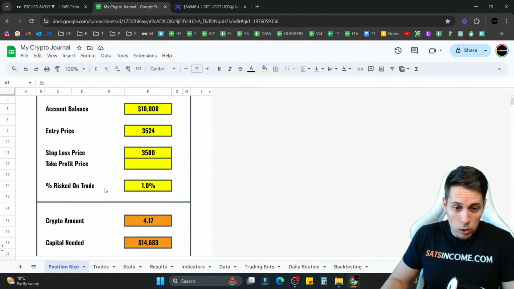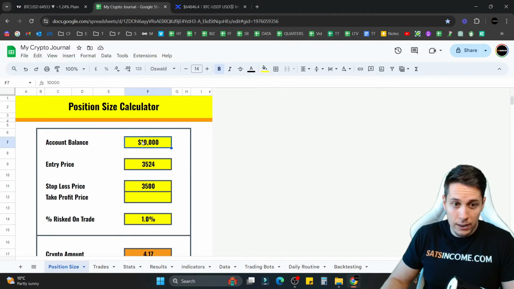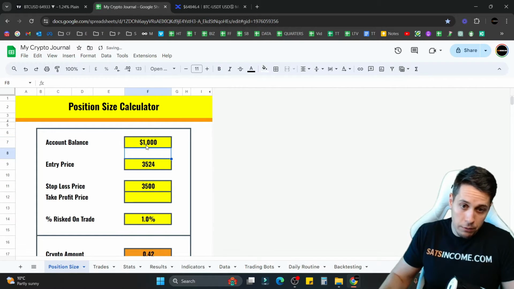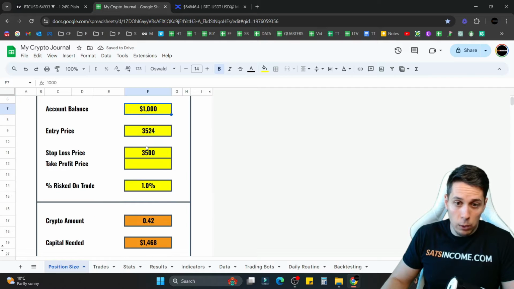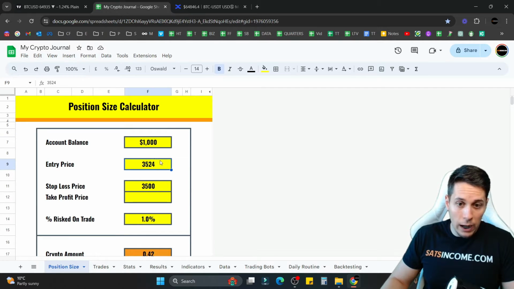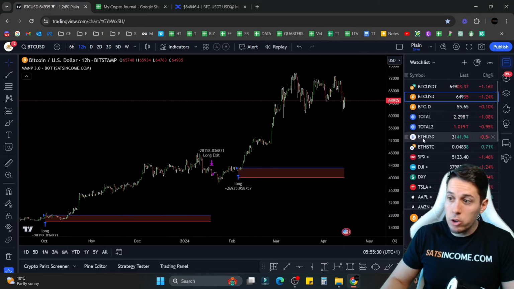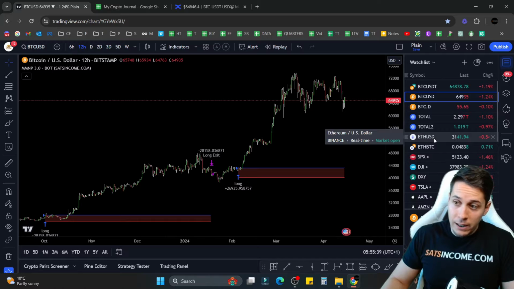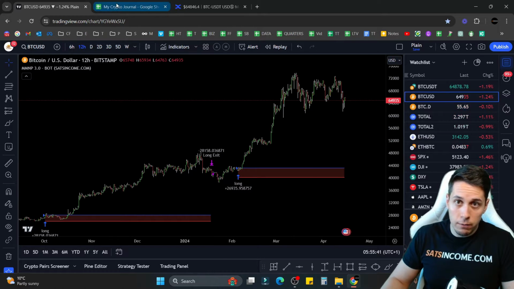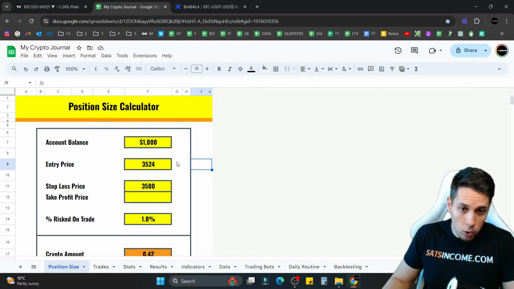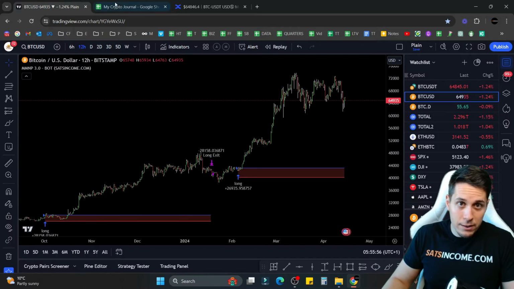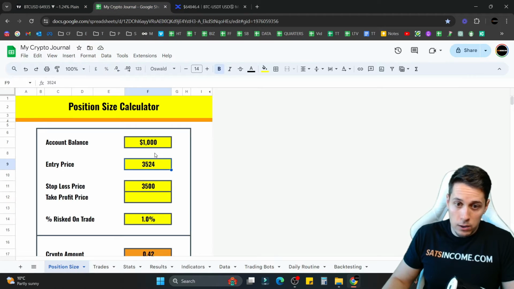And the way this works is that you just have to first add here your account balance. So if you have $1,000 to trade and invest in crypto, that's the number you're gonna add right here. The next thing that you have to add is the entry price. So let's say that you are planning to enter an Ethereum trade or to make an Ethereum investment right now at the current price, which is $3,140. So all you gotta do is enter here the price at which you wanna buy it. So $3,141. That is the price for Ethereum.